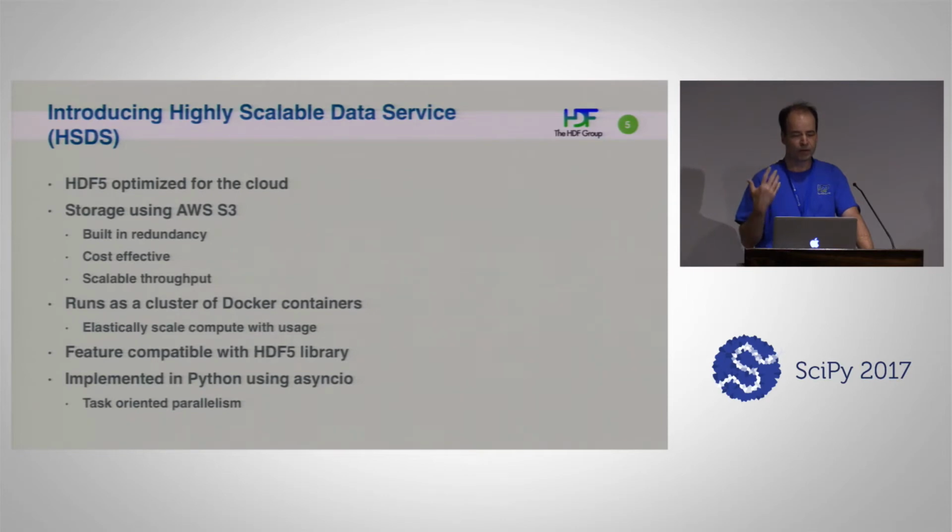HSDS focuses on using AWS S3 for storage rather than local file systems. This means you have built-in redundancy, it's cost-effective, and you have scalable throughput. And what I mean is that if you have 100 nodes accessing content from the same S3 bucket, you have tremendous throughput in terms of megabytes per second.